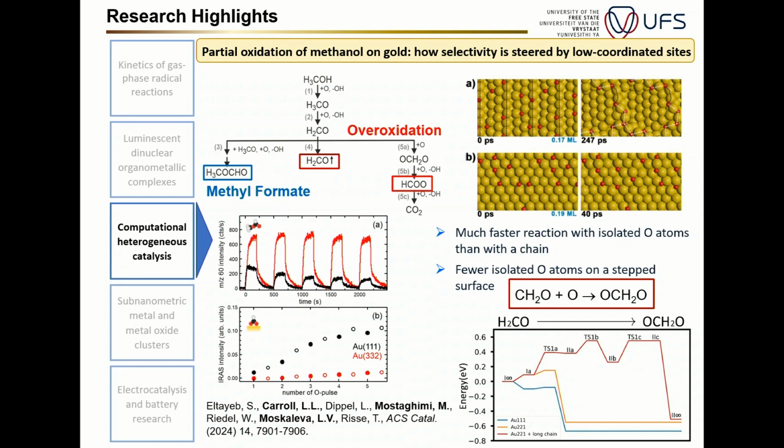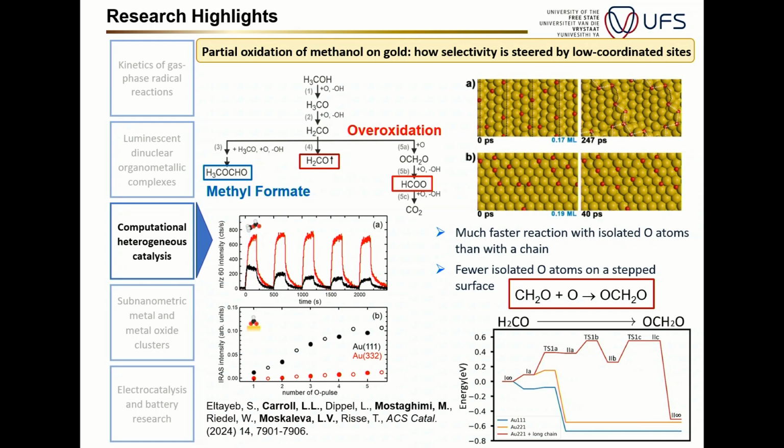So our collaborators studied the selectivity of partial methanol oxidation to methyl formate in ultra-high vacuum using molecular beams. Here the term selectivity refers to the preferential formation of a desired product, methyl formate, versus undesired over-oxidation to higher oxidation products. Our colleagues compared two representative gold surfaces, a flat gold 111 surface and a stepped gold 322 surface.